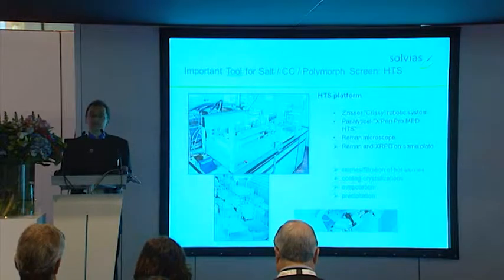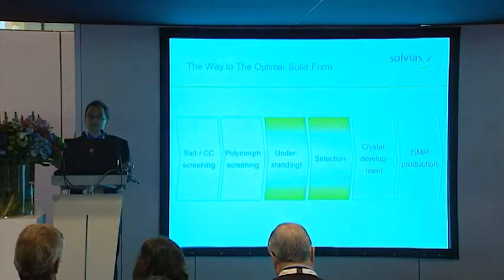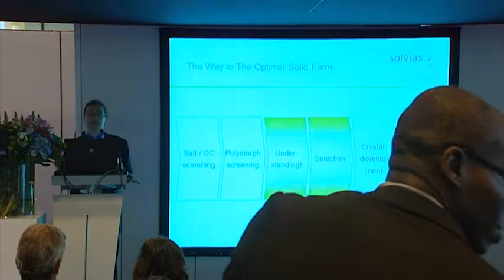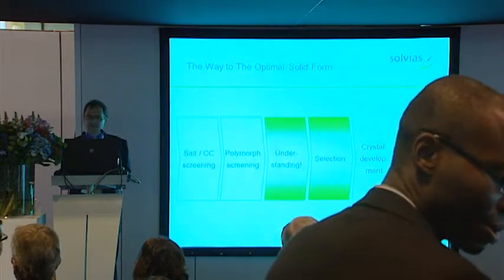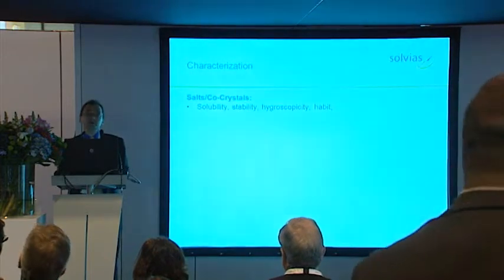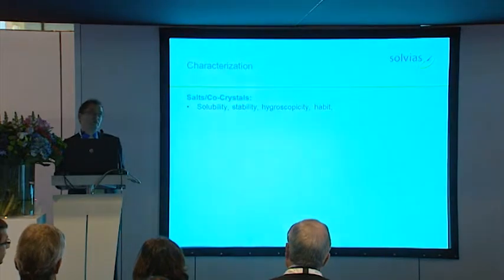So in such a screening, you identify new forms which are potentially interesting. And then, of course, the big thing is to understand these forms, to understand their properties in order to be able to select the best one. So what do you want to know? What do you want to characterize of these forms that you find? Of course, you want to know solubility, you want to know stability, hygroscopicity, habit can also be important.